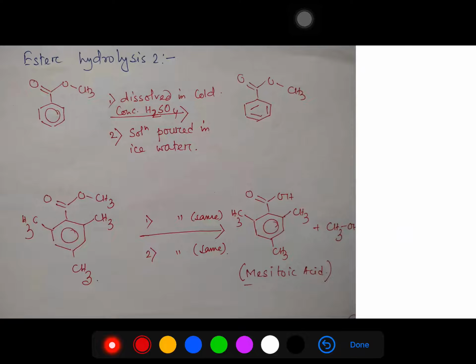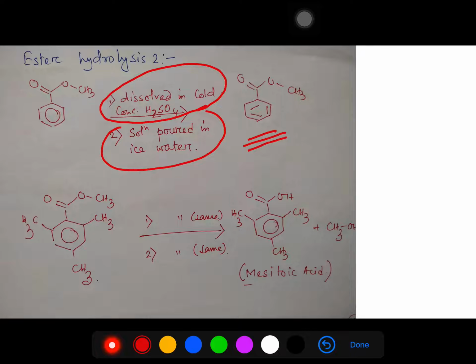Let's go to the second example. In this case, this is also a methyl ester, and this is also a methyl ester, but when you dissolve this in cold concentrated sulfuric acid and pour the solution into ice water, almost no reaction occurs; the ester remains in the medium. Whereas if you do the same for this mesitoic derivative, then mesitoic acid results. Now obviously a question comes. Previously that was aqueous HCl, so first protonation, second nucleophilic attack was possible. But in this case, nucleophilic attack is not possible, which I showed.